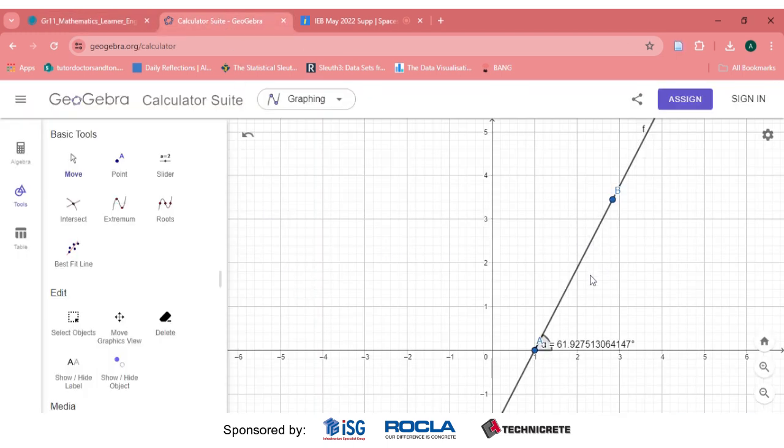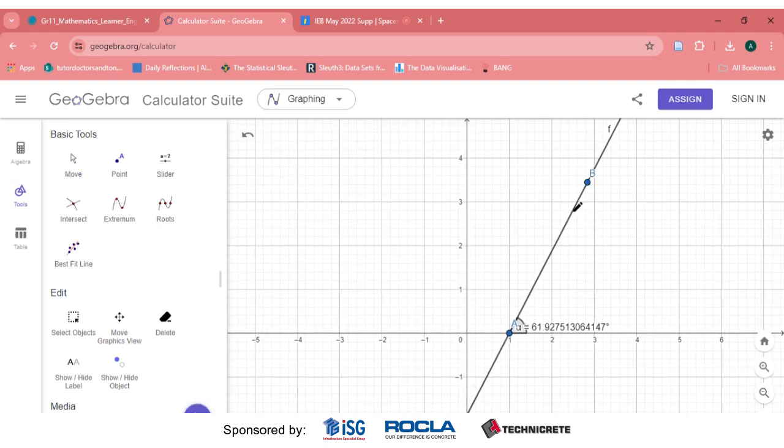Let's look at a more practical example here. We have a line with 2 points A, B, and we have an angle, alpha in this instance, that is 61.92 degrees.